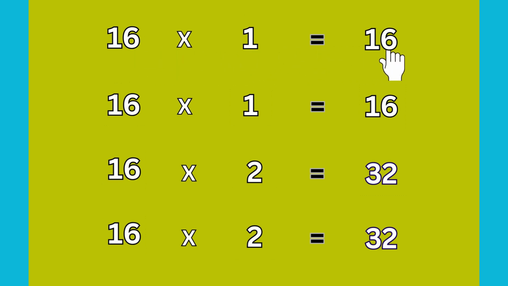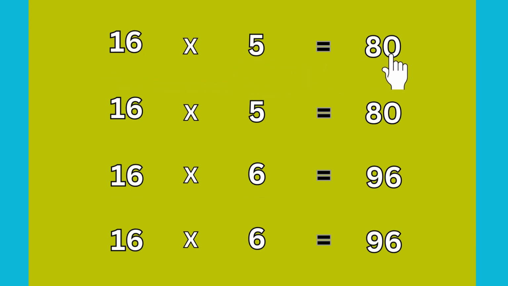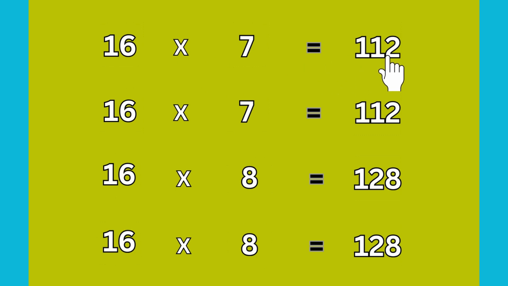16 1s are 16, 16 2s are 32, 16 3s are 48, 16 4s are 64, 16 5s are 80, 16 6s are 96, 16 7s are 112, 16 8s are 128.